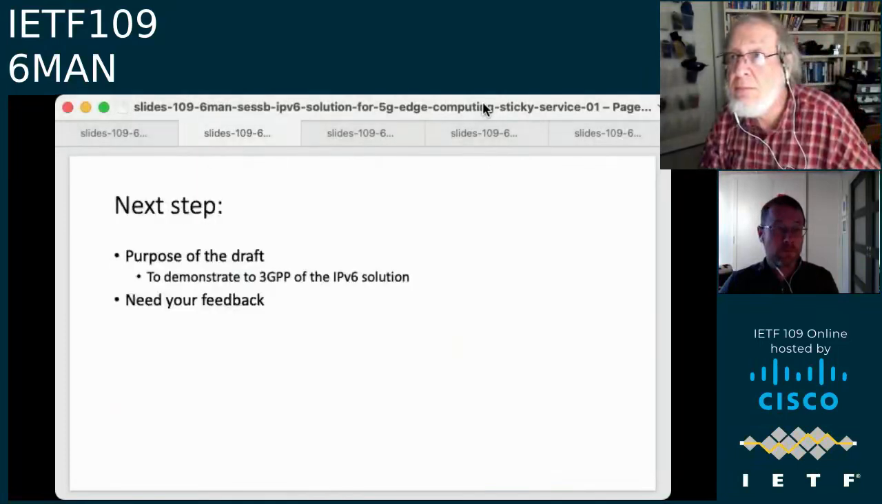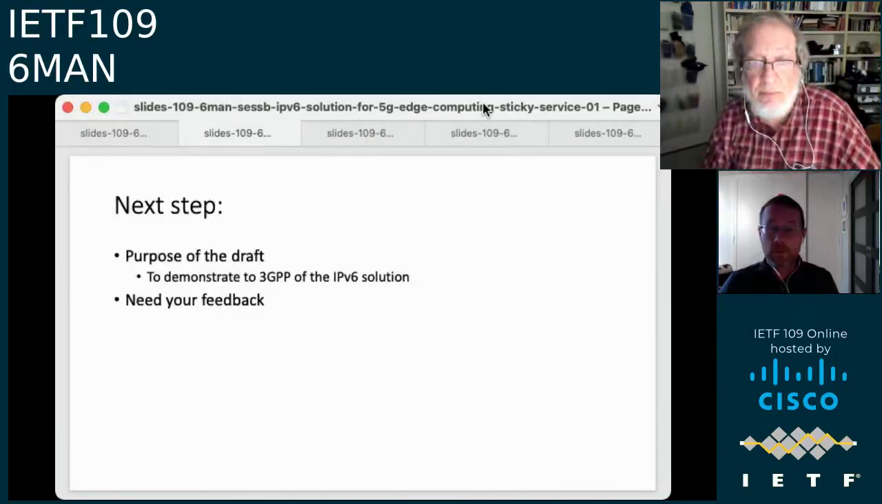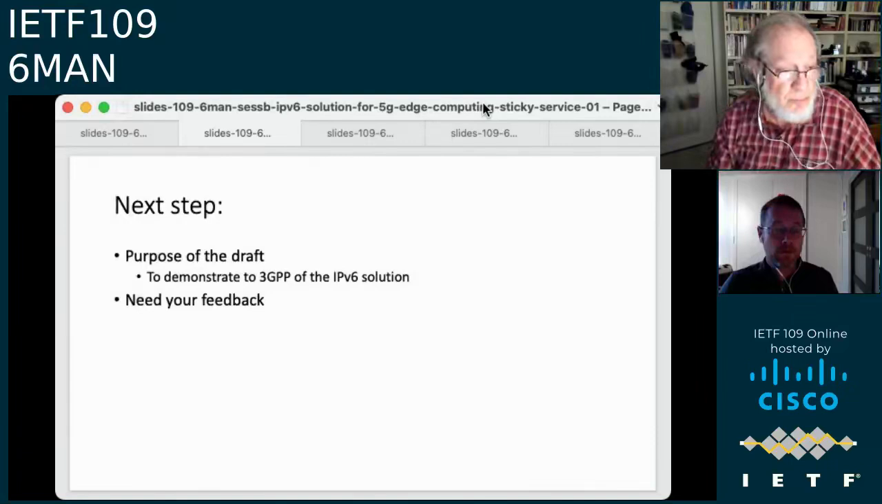Next page. Okay, so as I said earlier, the purpose is to get feedback from the experts here to validate that this approach is actually workable, and we are looking for feedback. If it's workable, we can propose this to 3GPP to show that for IPv6, the solution is very elegant, instead of, or in addition to, many other proposed solutions out there.